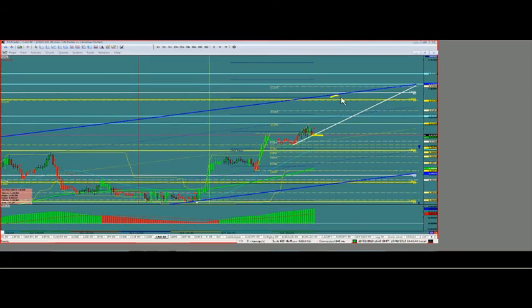Alright, dollar CAD, we're looking for the opportunity to bounce here. We're at a bounce point. If we bounce here, our target is all the way up here. This target's already gone, so our new target is up to here. Our first target is here, and our second target is right here.